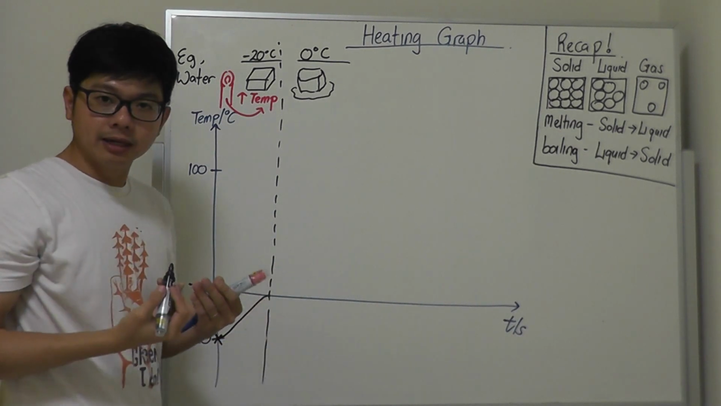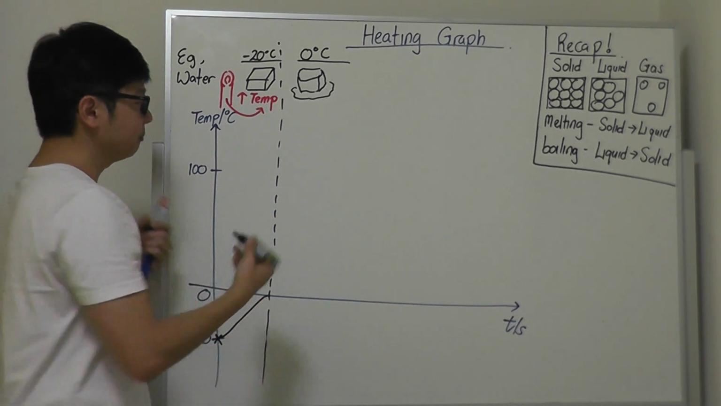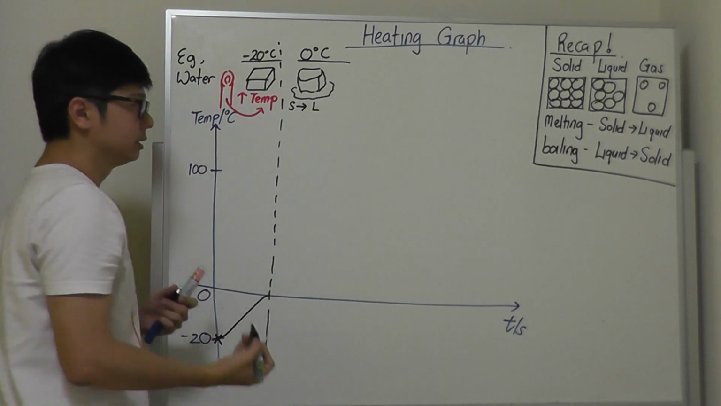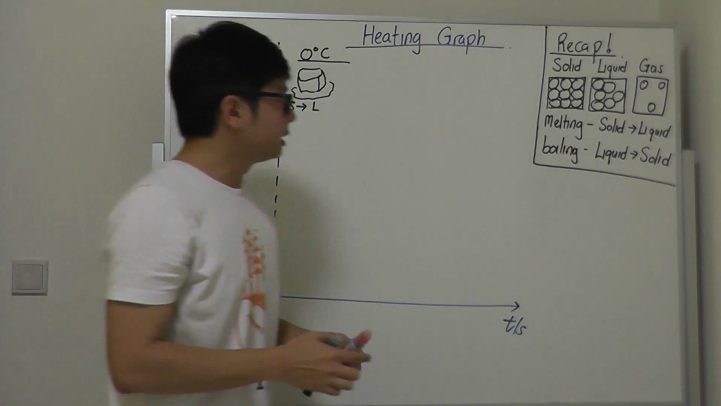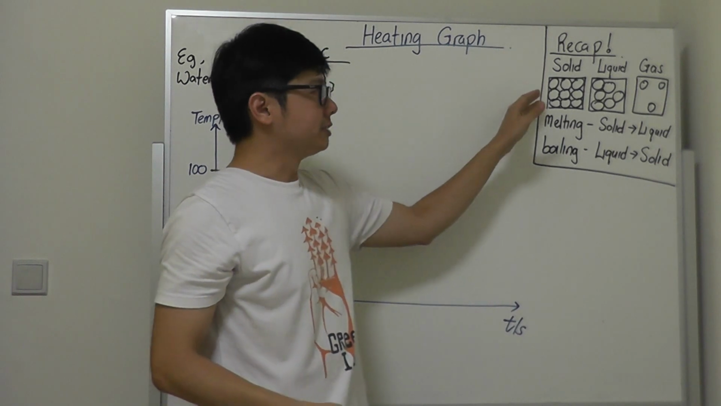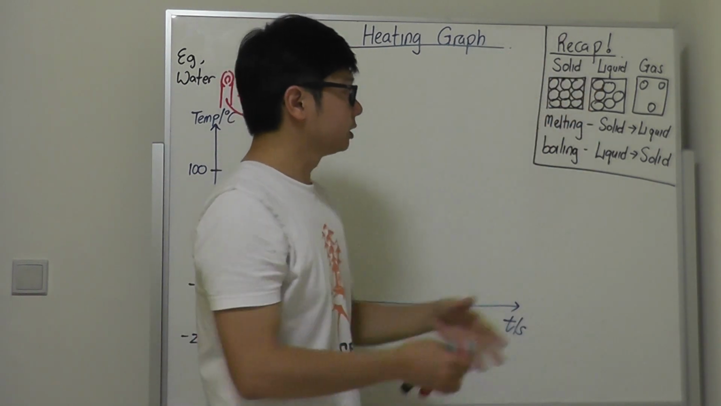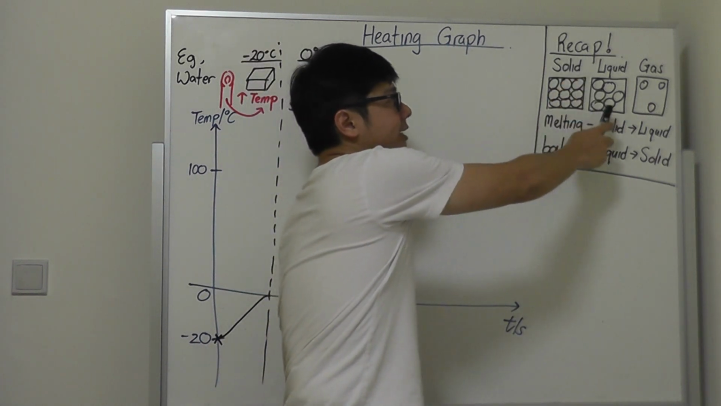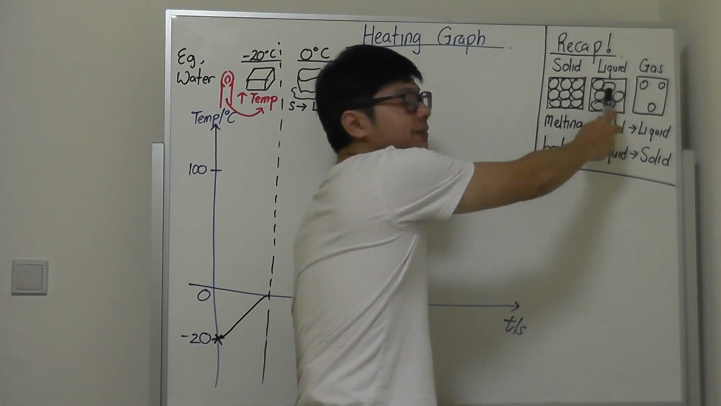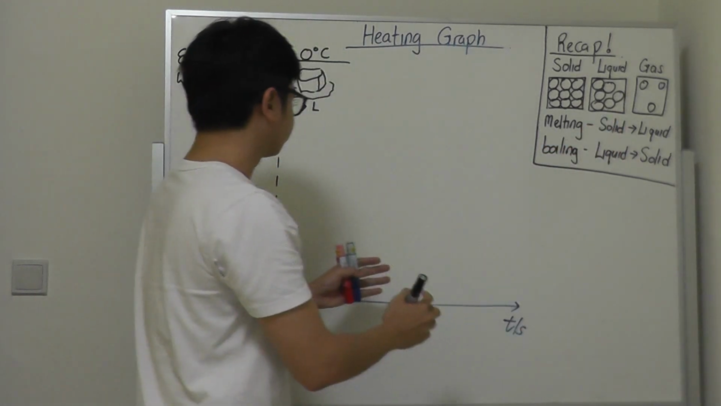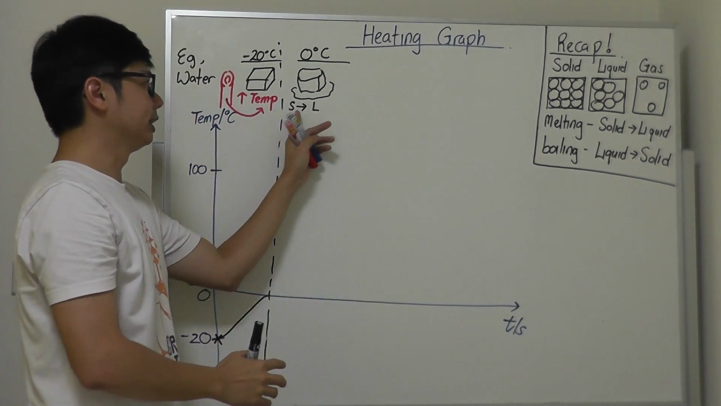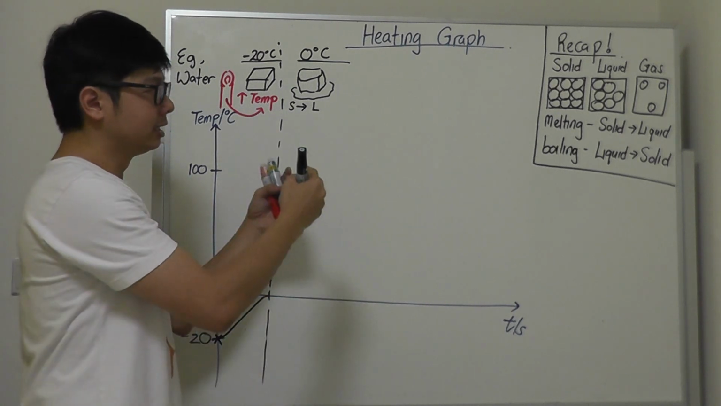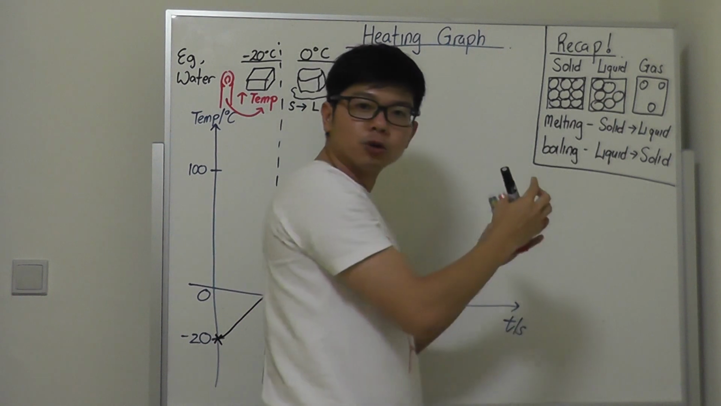Okay, so as it's melting, it will undergo a state change from solid to liquid. So now let's recap. The molecular arrangements for solid, liquid and gas are shown here. So we know that the molecules are arranged very closely packed in solid, and for liquid, it is slightly further apart. So in order for the state to change from solid to liquid, we have to break the intermolecular force so that the molecules can go further apart.